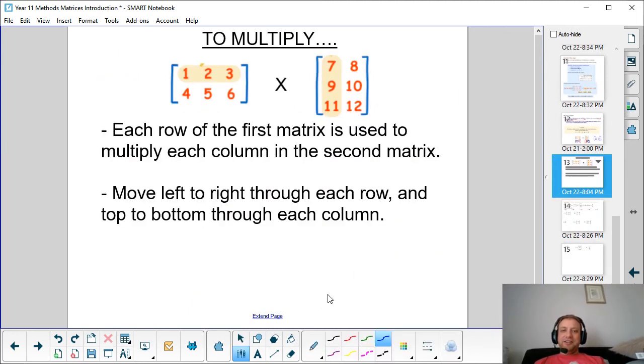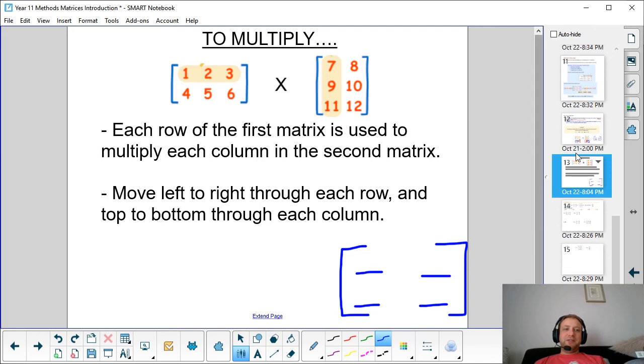Let's get into it. So we established in the previous slide that we were looking for an answer that's going to be a 2 by 2 matrix. So let's look at how it's done. So when we're multiplying, one of the reasons why we needed some columns and rows to match is that we're going to be working with the rows of the first matrix. So we're going across where it goes 1, 2, 3, and we're going to be working with the columns of the second matrix. So each row has to multiply each column. So we're going to start with the top row, and we're going to start with the first column.